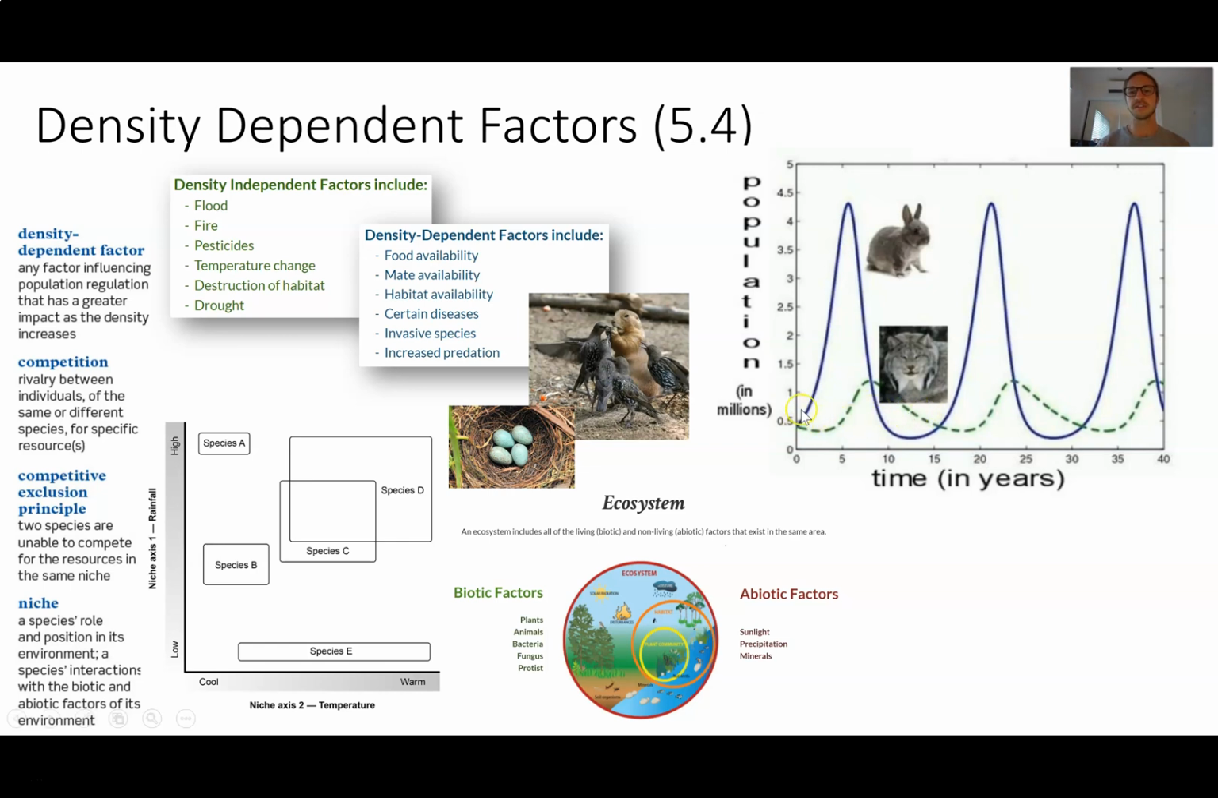You would also notice that there's peaks and there's troughs, and there's almost a bit of a similarity between these two species. The reason why we're seeing this is because predation is a density dependent factor.